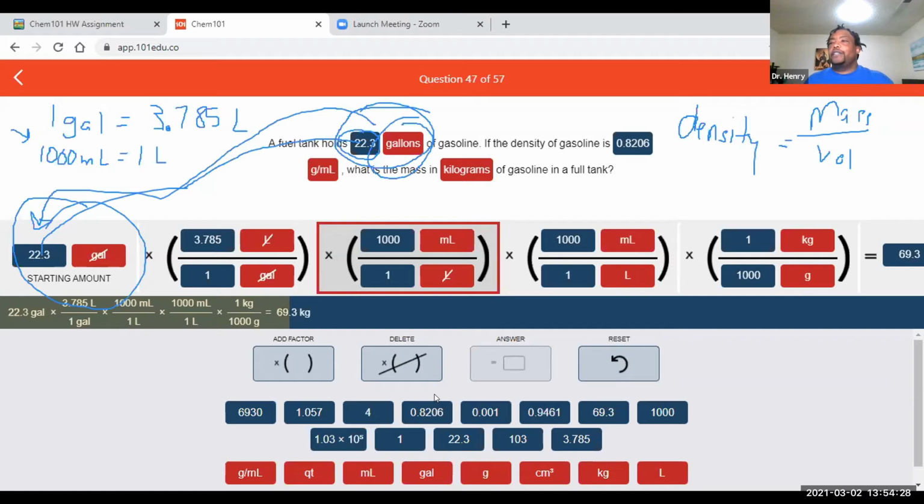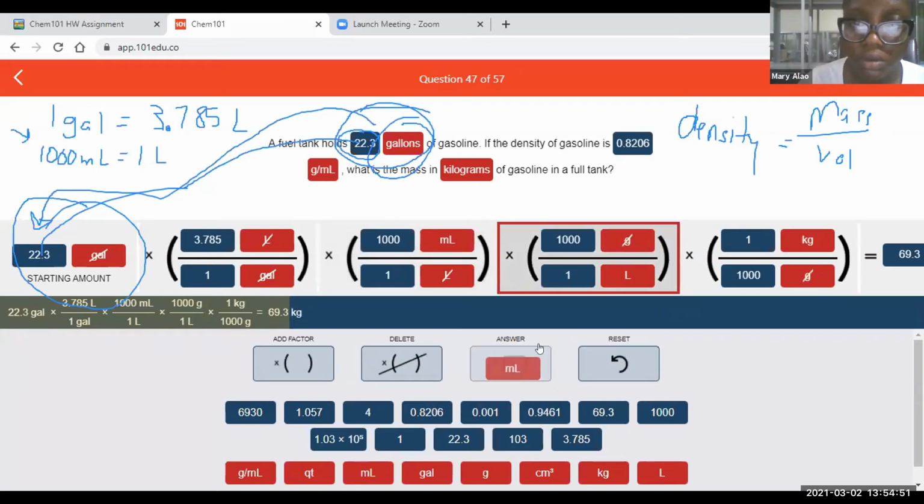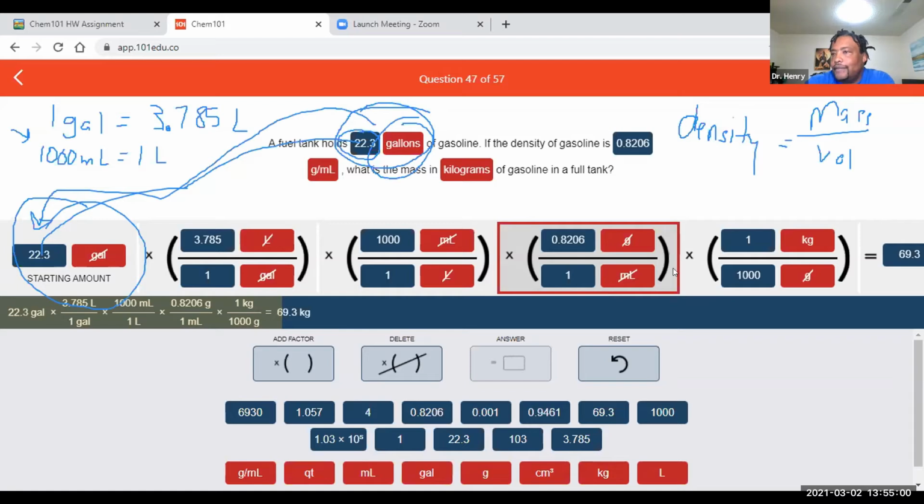So now that we've gotten rid of liters, we're also given this nice little equivalency that says 0.8206 grams per milliliter. Yes, grams per milliliter. Okay, so I guess next we do this. Beautiful. Good job. So now all you have to do is multiply, right? Because everything else is right. Because now you have kilograms, right?